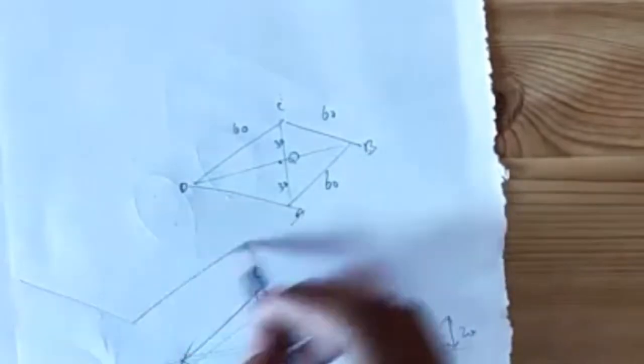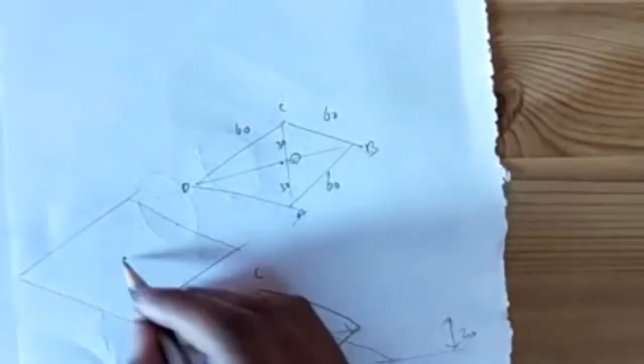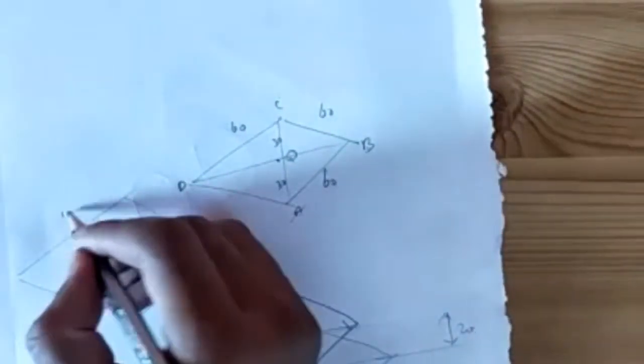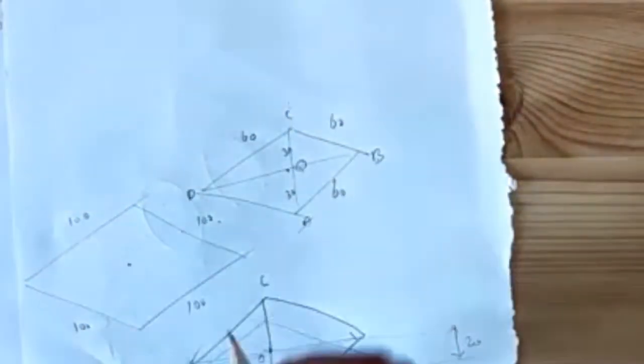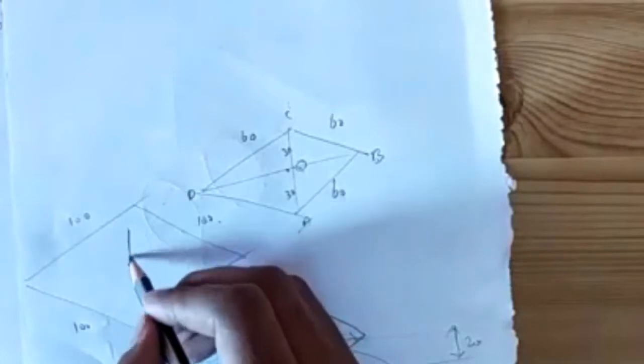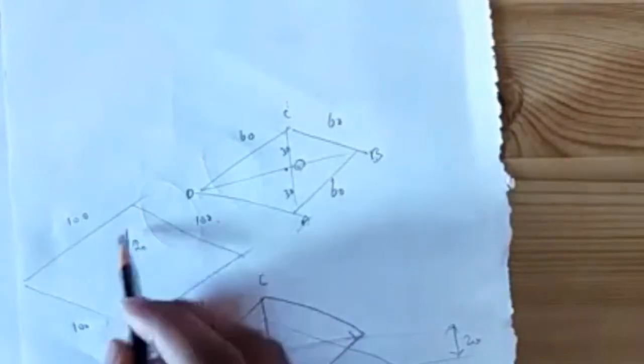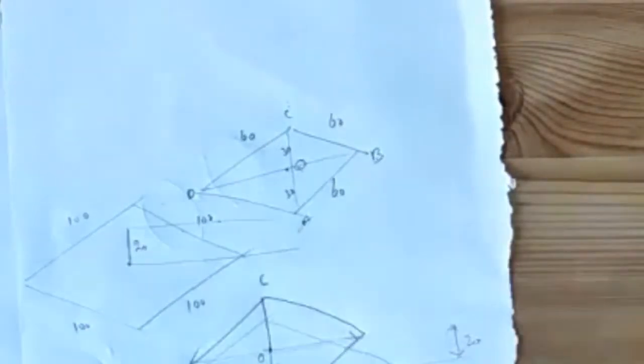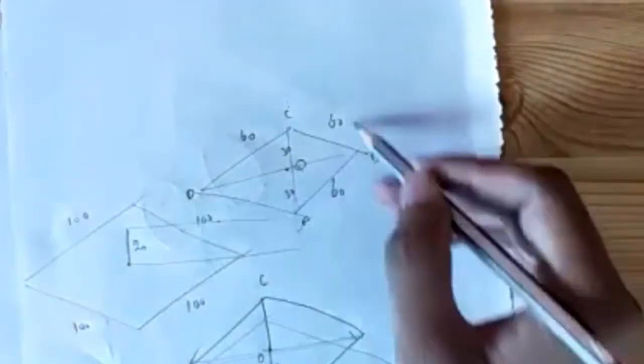First, you have 100, 100, 100, and 100. Okay, this will be 100 on 4 sides. Okay, the height of the frustum of the square pyramid is given to you as only 20. This is the height which he has given you.